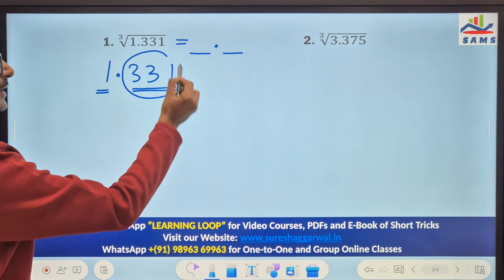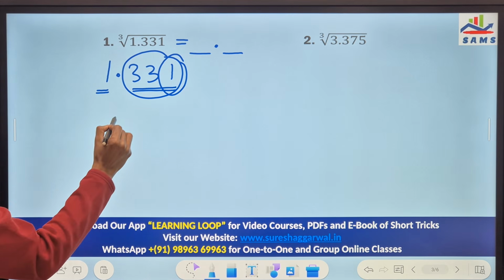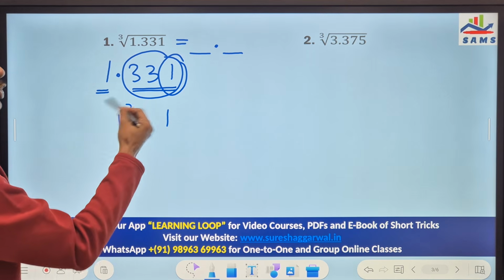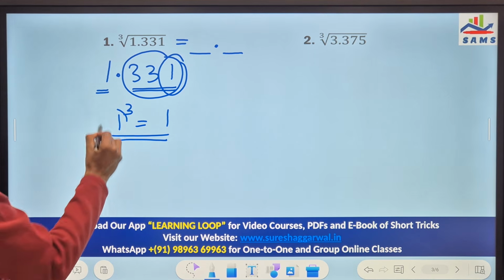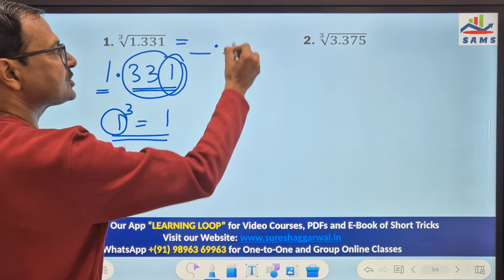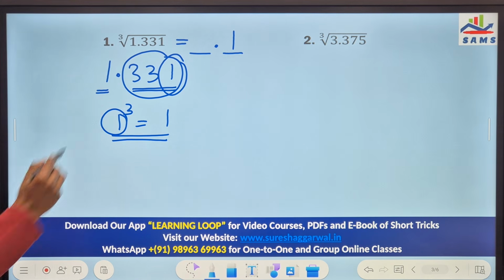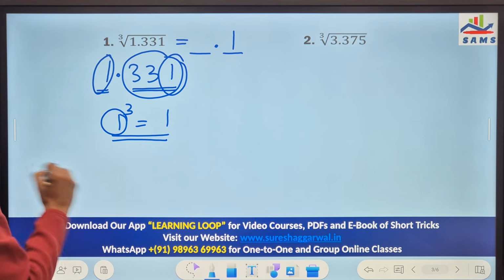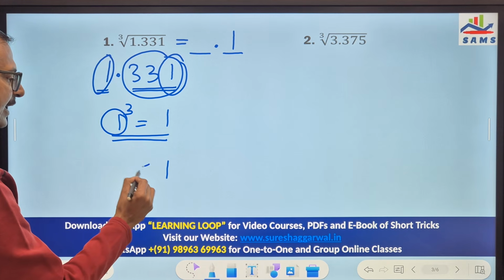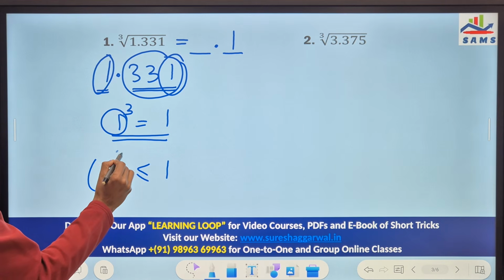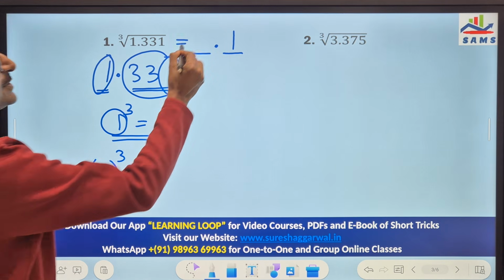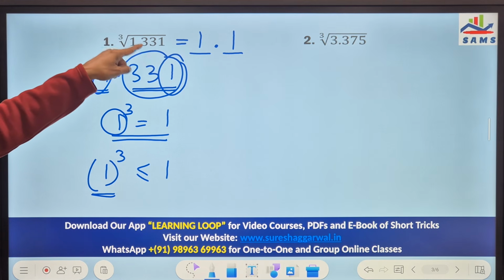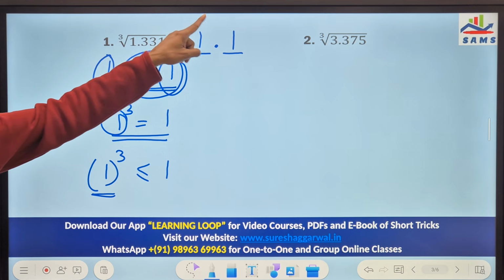Now this triplet is ending in 1, and there is only one single digit whose cube ends in 1, which is 1 itself, and so this is going to be 1. And for the part before the decimal you have this 1, and 1 is greater than or equal to 1 cube only, and therefore this 1 forms the remaining part of your answer, giving the cube root of 1.331 as 1.1.